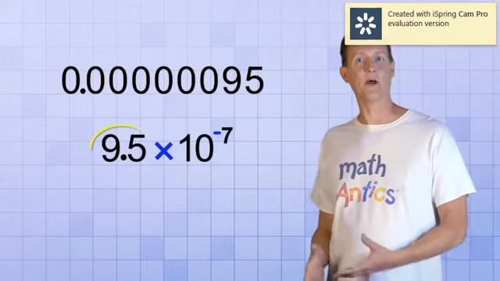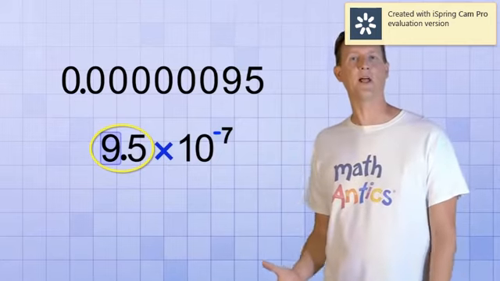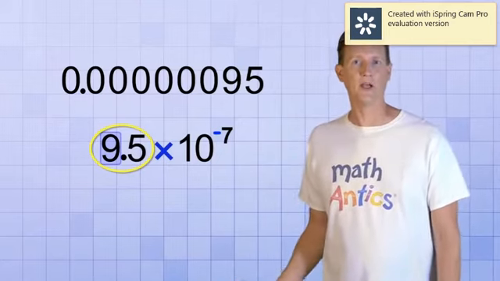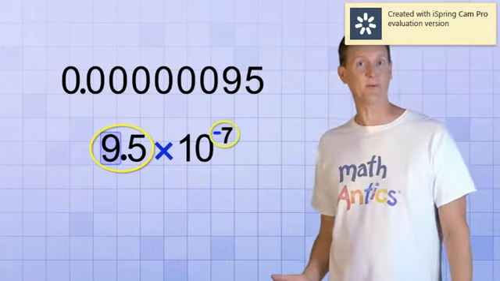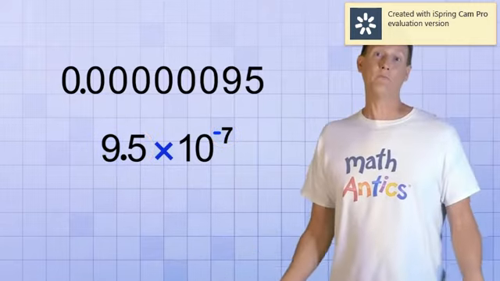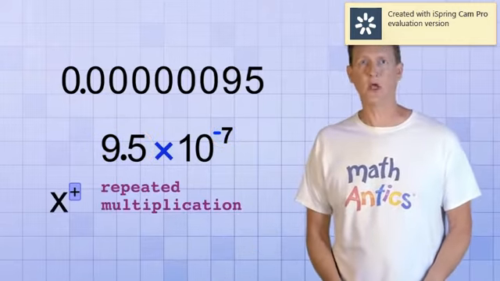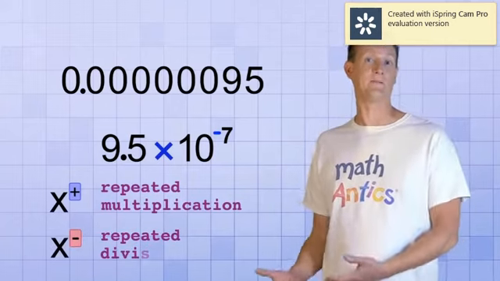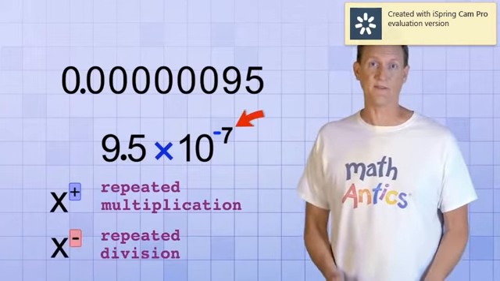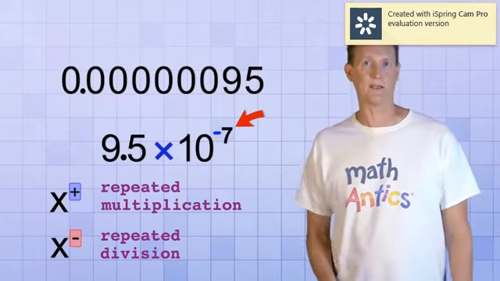Again, it consists of a number that has only one digit to the left of the decimal point, which is being multiplied by 10 to a certain power. But do you notice anything different about the exponent? Yep, it's negative. So what does that mean? Well, the short answer is that positive exponents show repeated multiplication, while negative exponents show repeated division. And since this is a negative exponent with 10 as the base, it means to repeatedly divide by 10.